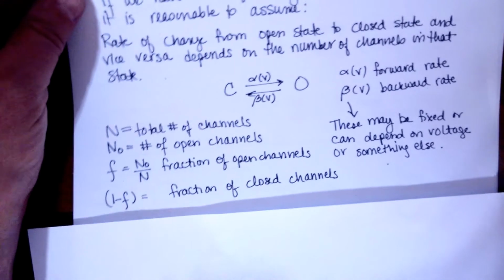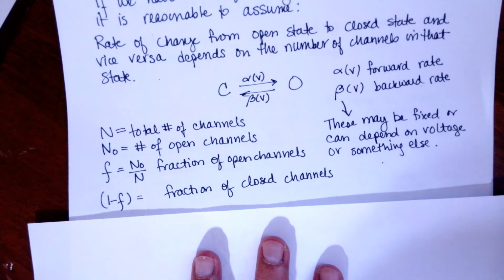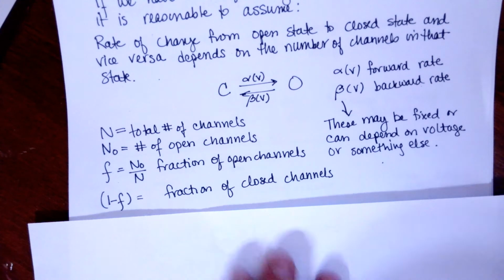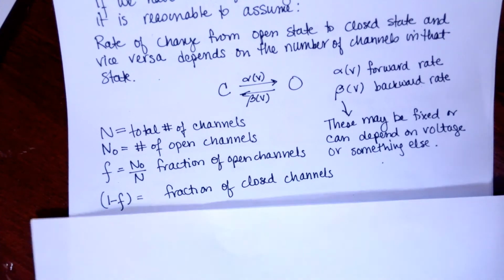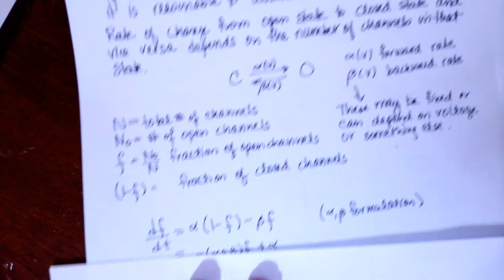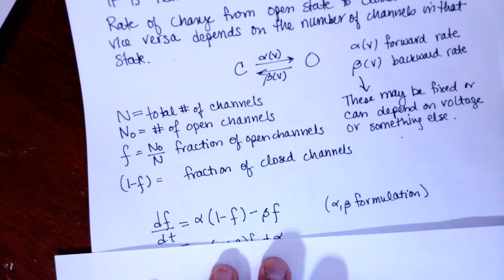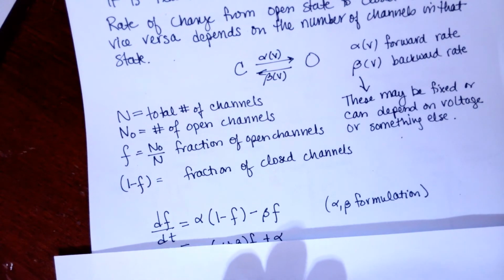And if we know F, then of course, the way we've set this up, 1 minus F is going to tell us the fraction of closed channels. So we're always going to know the fraction of open channels and the fraction of closed channels. Okay, so let's set up our model for the kinetics that tells us something about this fraction of open channels.